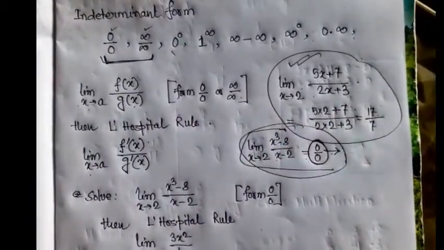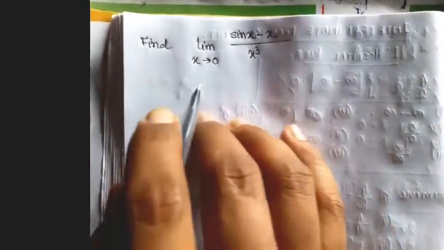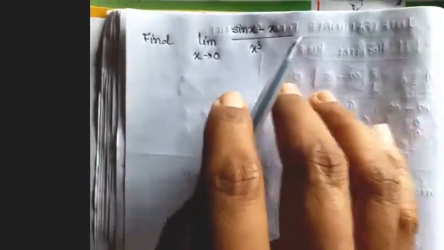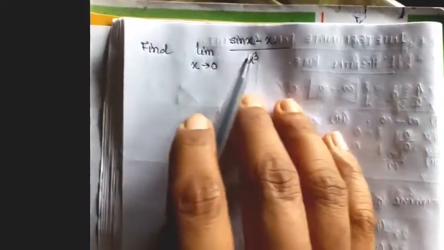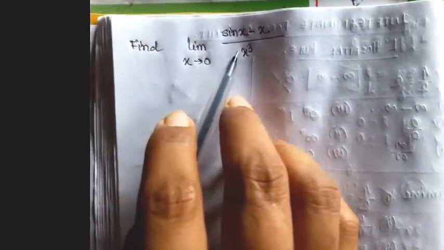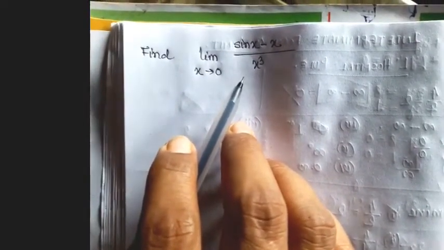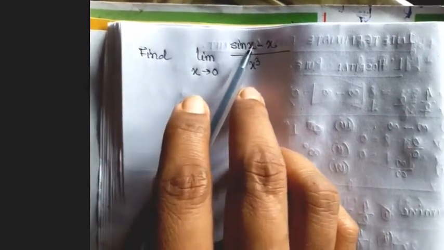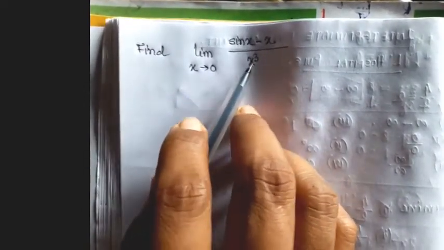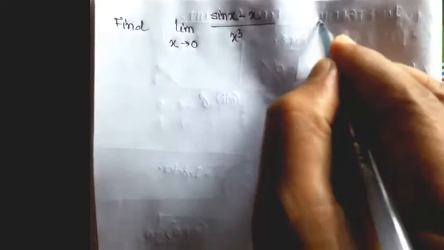Okay, next example. Now I will solve this problem: find limit x tends to 0, sin x minus x by x cube. Our first target is to put the value x equals to 0 in numerator and denominator. If you put the value, then sin 0 minus 0 means numerator is 0 and denominator 0 cube means 0. So here the form is 0 by 0. Write here that this is the form 0 by 0.